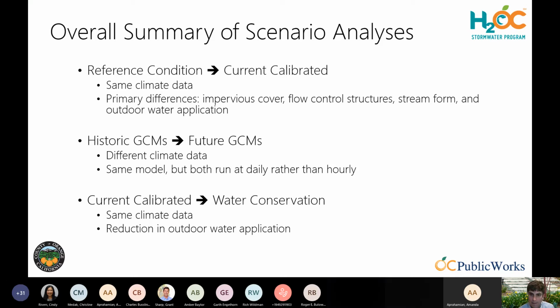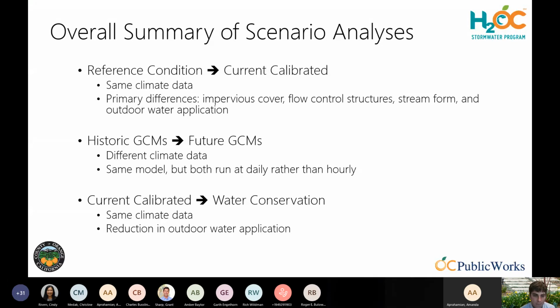And so same climatic data, same period, but with the differences being the urban influences. We also have a scenario analysis looking at historic global circulation models. So these are basically different climate data on the same exact model of the watershed. So looking at recent history versus future projections.